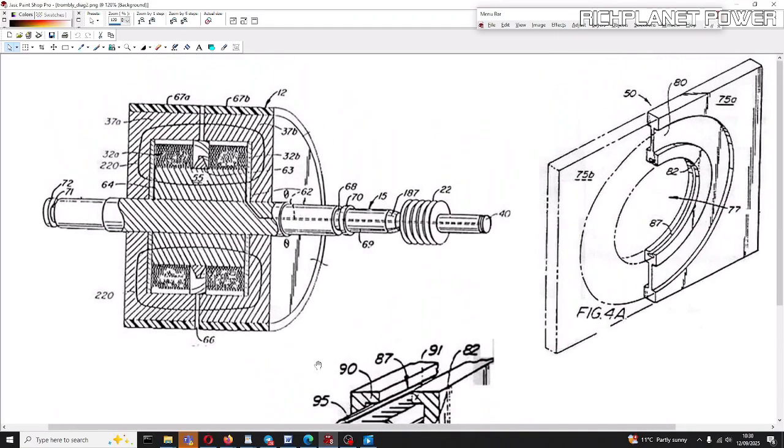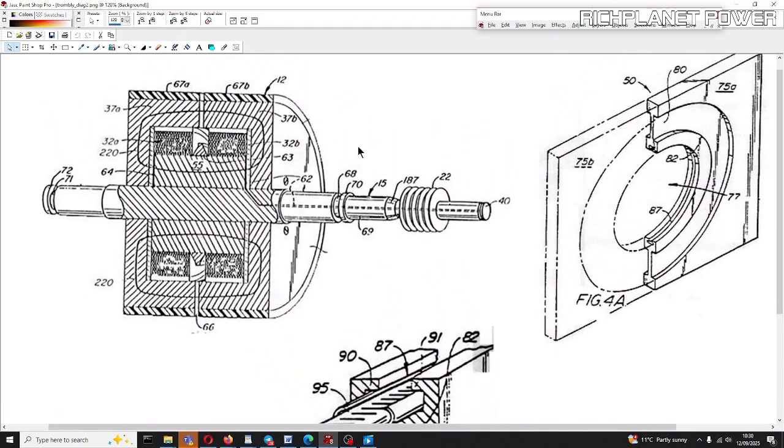So this whole thing is spinning around it. The entire thing spins round. As I said, this bit inside there remains stationary, which is this arrangement here. And as I said, it generates 15,000 amps. 15,000 amps at 43 kilowatts.